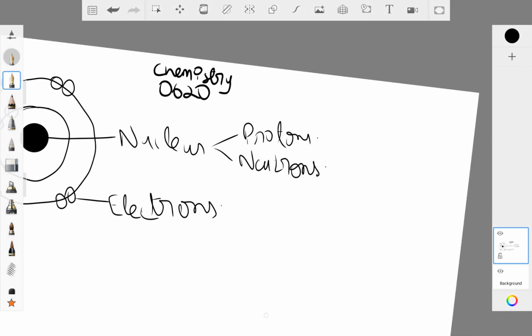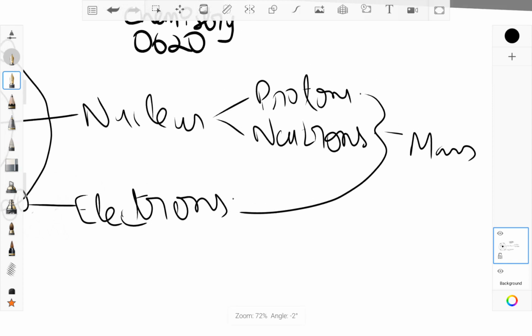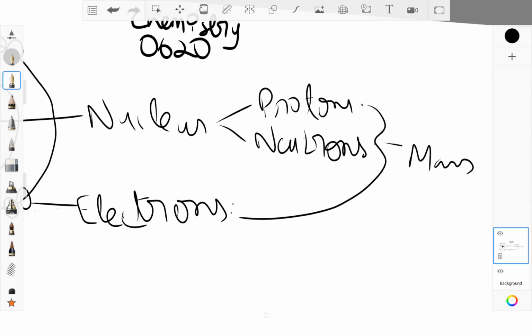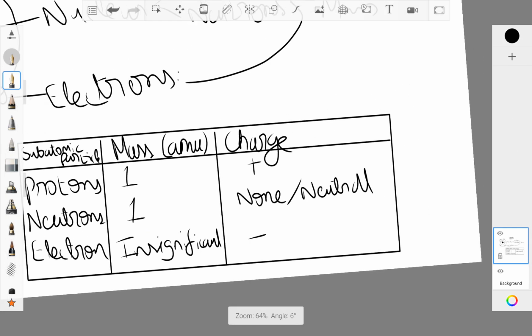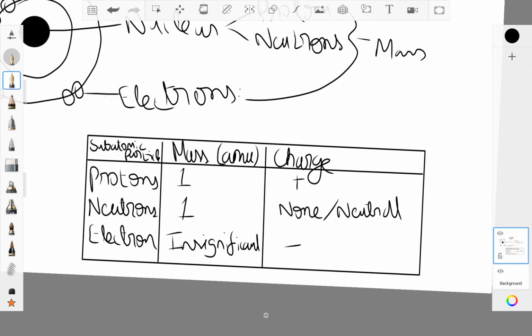Another thing is that all three of these particles have mass, but only protons and electrons have a charge. Let me summarize what that means. As you can see from this table, protons have a mass of 1 and a charge of plus, while neutrons have a mass of 1 as well, but they don't have any charge, which is why they're neutral, and that's how you get their name.